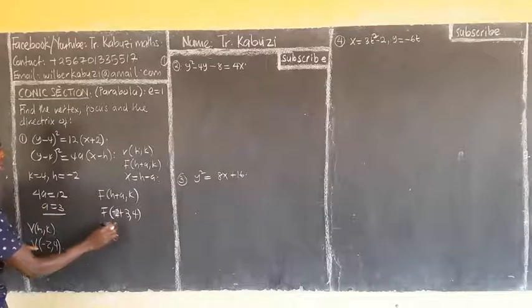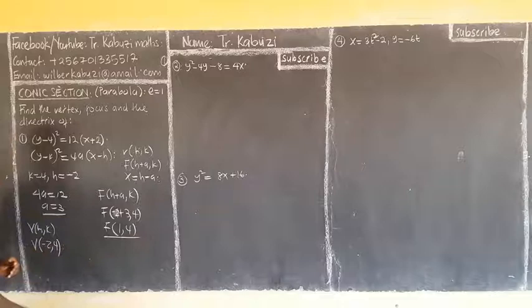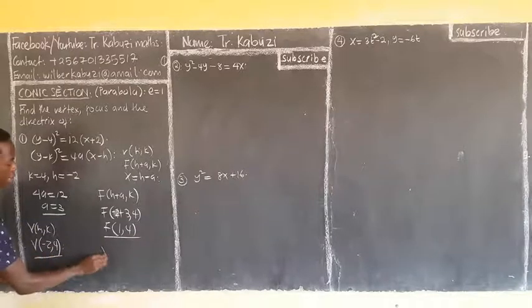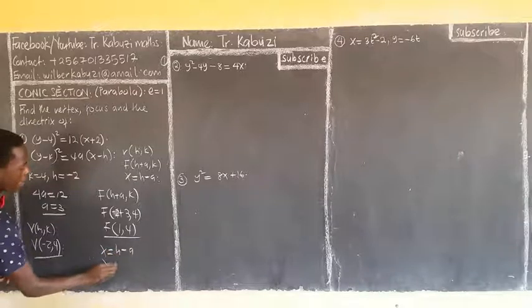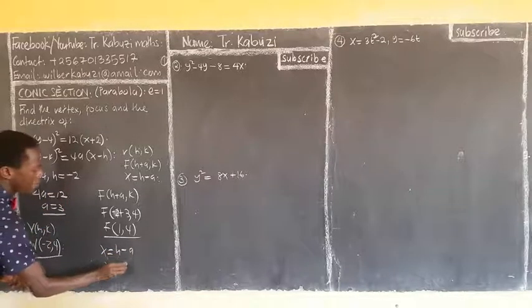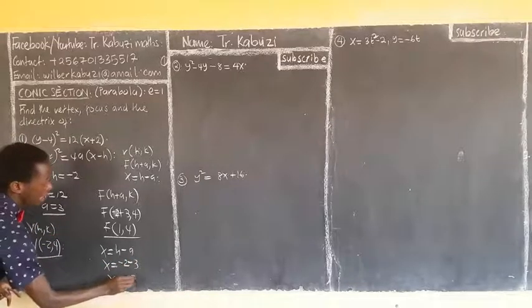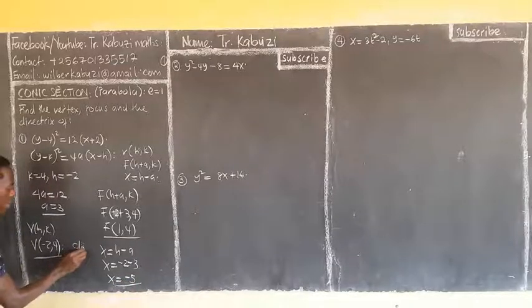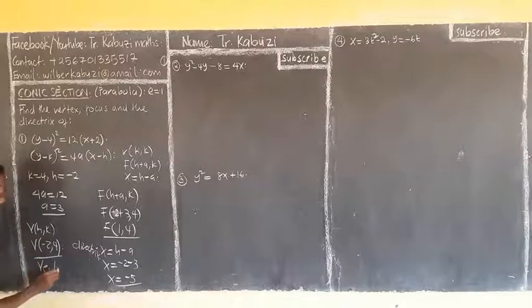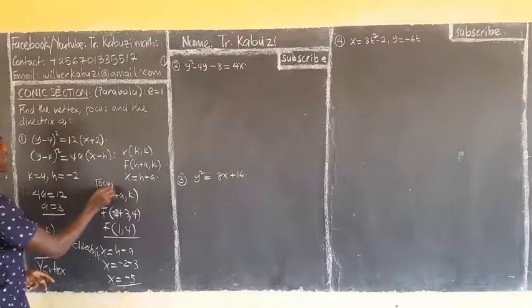So my focus will be -2 plus 3, which is 1, comma 4. Then I come to the directrix, which is x = h - a. My x will be my h, -2 minus 3. My x is -5. This is our directrix. This is our vertex, and this is our focus.